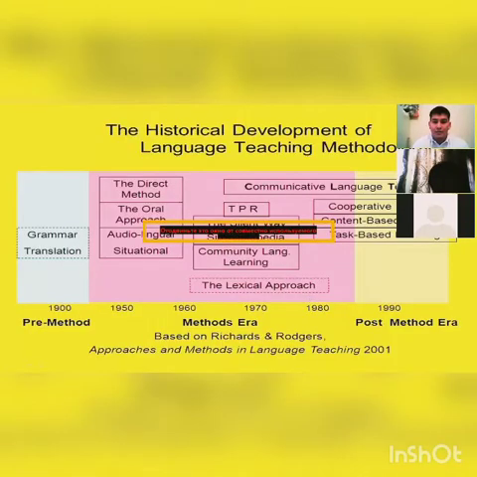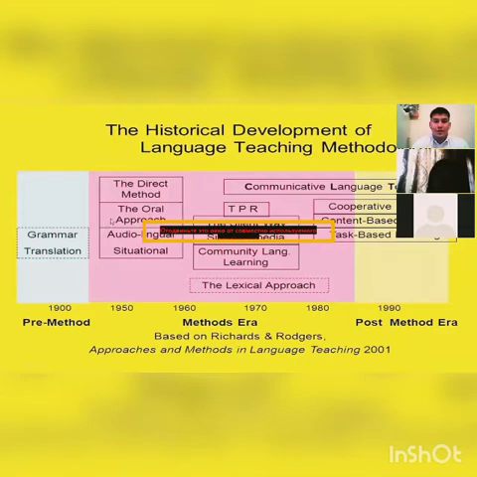So here we have the graph, which was made by Richards and Rogers in their book called Approaches and Methods in Language Teaching in 2001. So here we have the development of language teaching methodology. The first and the ancient method is the grammar translation method. It originated from the 14th or 15th century, and it dominated until the 1900s.